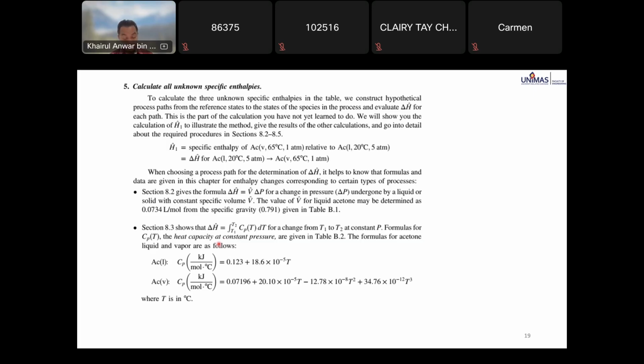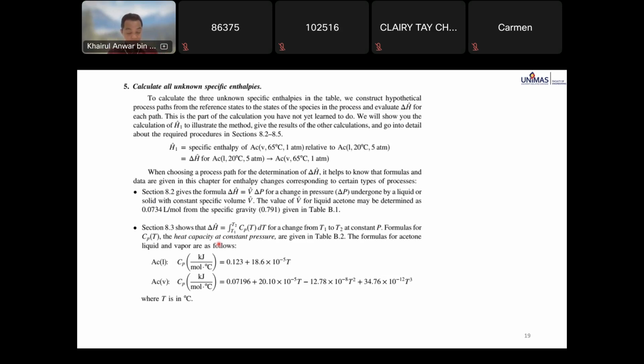Acetone. This is referred to table B2. Compound number 1, last one. Page 635.